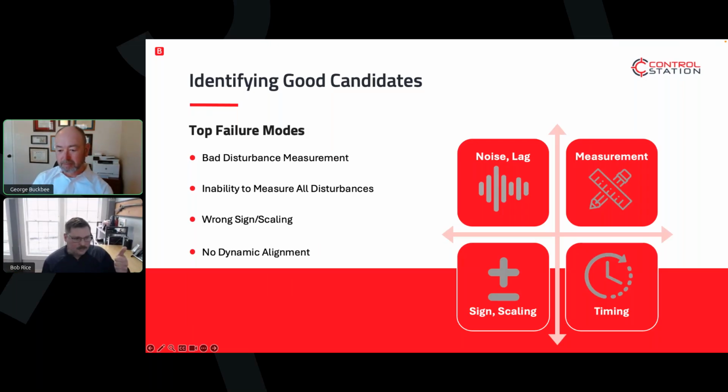Yeah, that dynamic alignment and the sign and scaling, make sure that your math is correct, right? Make sure it's the correct direction, that you're not hitting the brake before you get to the hill, you're hitting the gas. And I have seen it, right? And it's not a pretty thing. So make sure your signs are right, and dynamic alignment is really important.